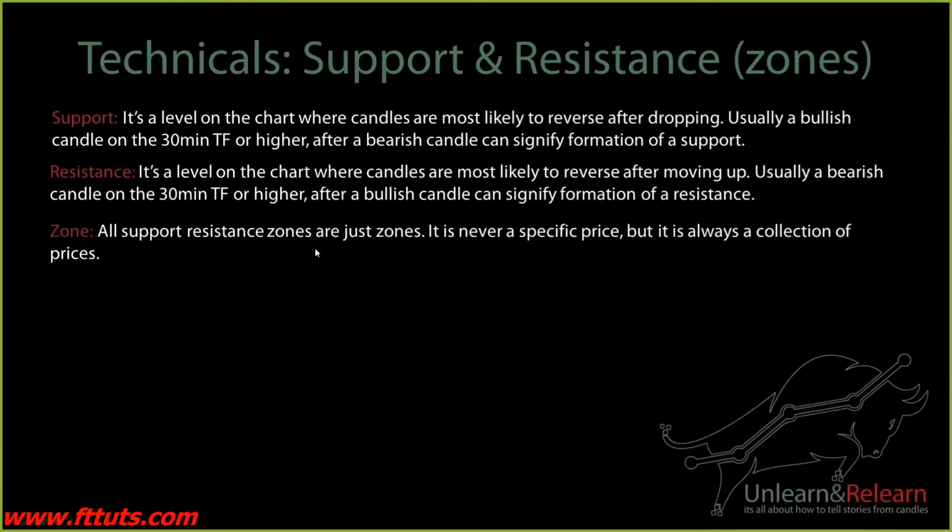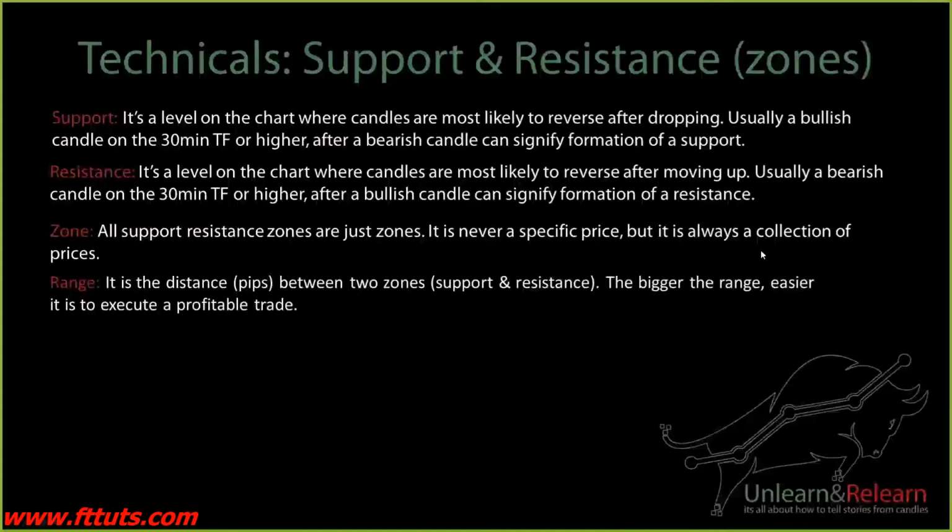Now, when you're talking about zones, all support resistance zones are just zones. It's never a specific price. It's always a collection of prices. Back in the day when we started, we used to draw lines as support resistance. And when we used to draw lines, let's say you're looking at price at 100, someone would say, oh, my support is at 100. How come your support is at 102? So what we realized is that those support resistances are just a range of prices. They're just a collection of prices. So that's why we just signify them based on candles.